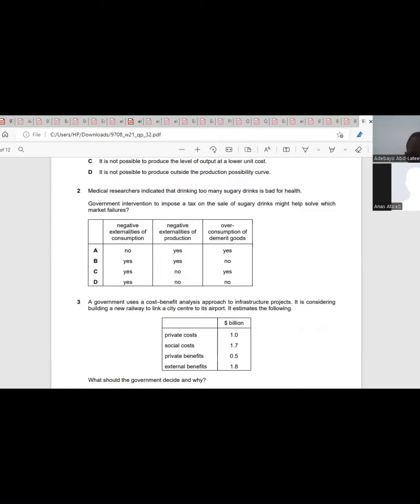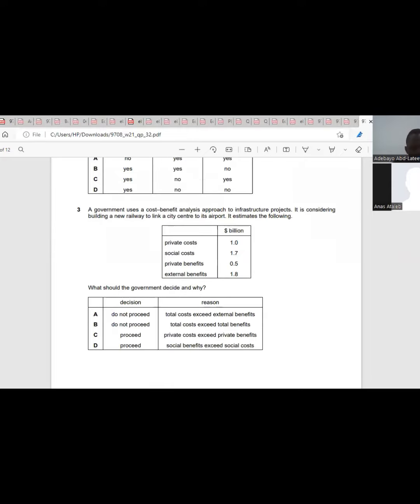Negative externalities of production. No, it can't be negative externalities of production because we are not producing; it does not count for production, it only counts for consumption. So let's focus now on C and D. What about overconsumption of demerit goods? What does that mean? Demerit goods are goods that could cause harm to the health of people. So the answer is C. You're right. I think you get it now.